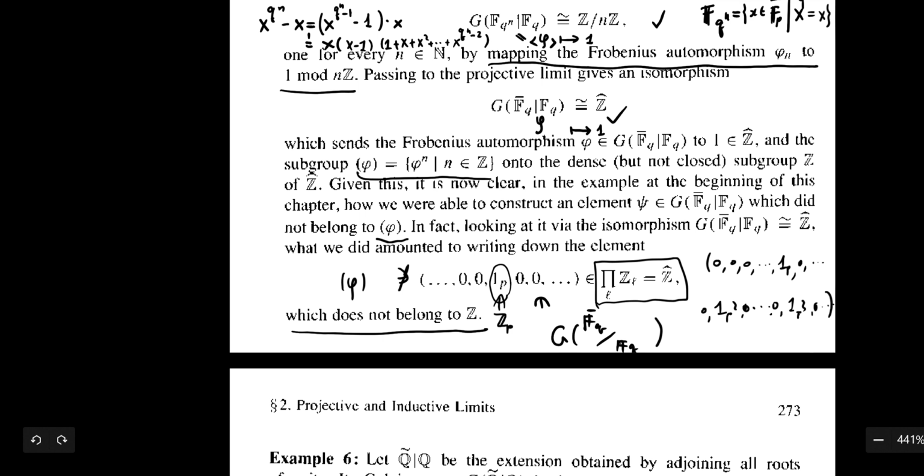Why can this not be a Frobenius? Because as a Frobenius you have to, on each position, be 1. Right? So very nice proof.